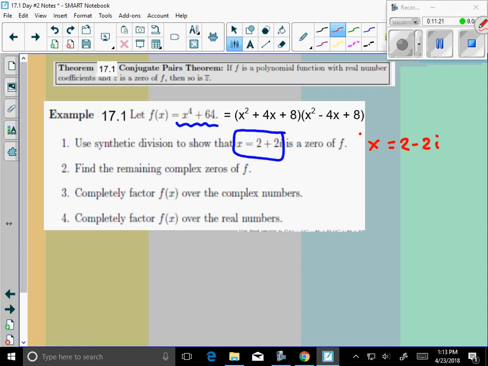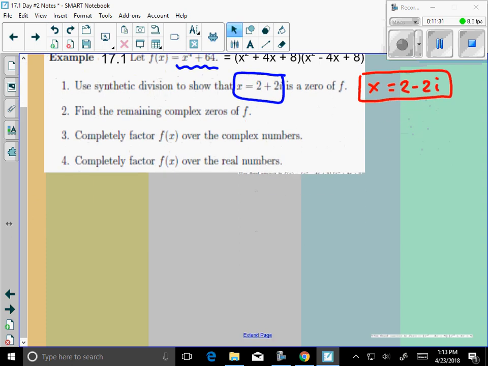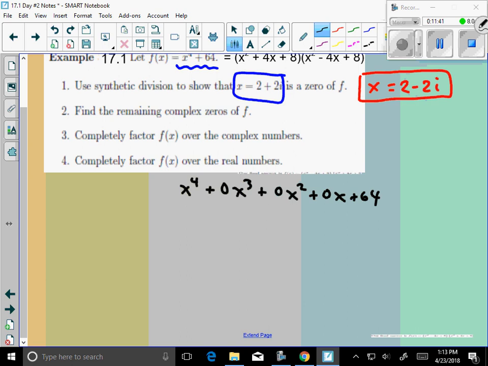Okay, so I already know 2 of the zeros. I'm going to find the other 2, but first, it looks like part 1 wants me to use synthetic division to show that that is a 0 of f. So how I'm going to do that is x to the 4th plus 0x to the 3rd plus 0x squared plus 0x plus 64. That's my polynomial. And into that, I want to divide this 0.